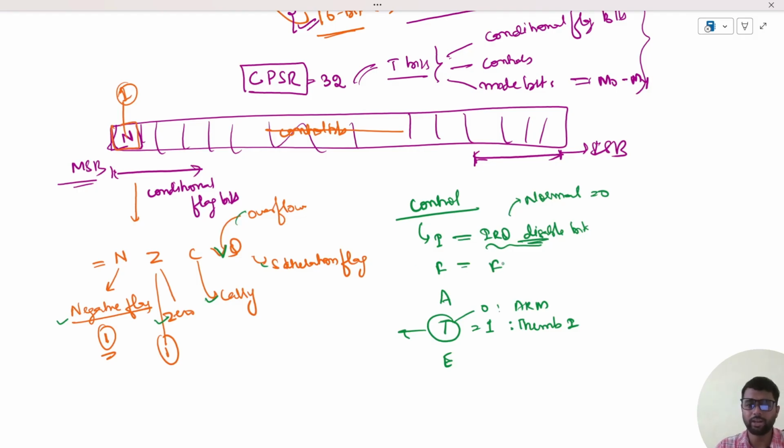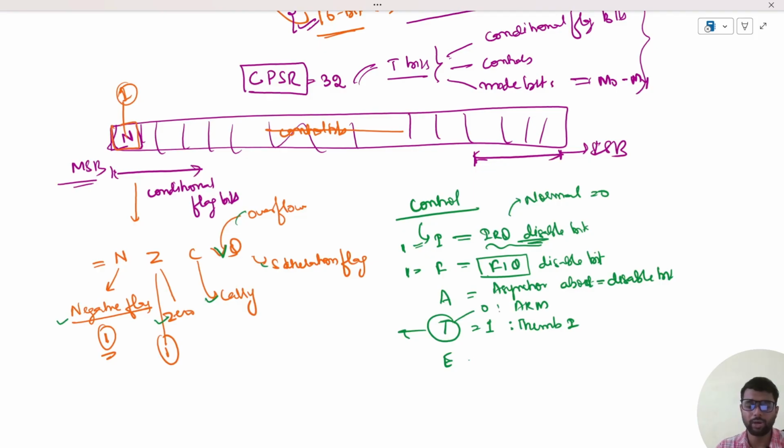Then we have the fast interrupt, FIQ. This is the fast interrupt disable bit. If you want the fast interrupt, this bit has to be 0, because when F is equal to 1, the fast interrupt is disabled. This is the asynchronous abort bit. When you want to abort the execution of instructions, make this bit 1. This is the asynchronous abort disable bit. These are disable bits. If you make them high or 1, this functionality will be disabled.